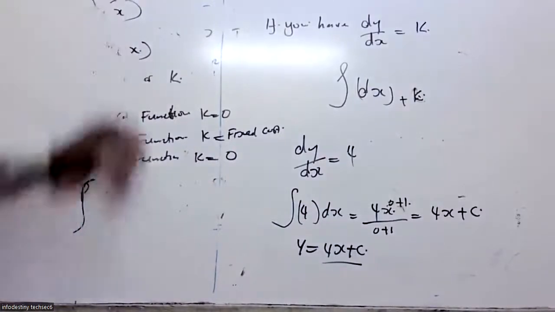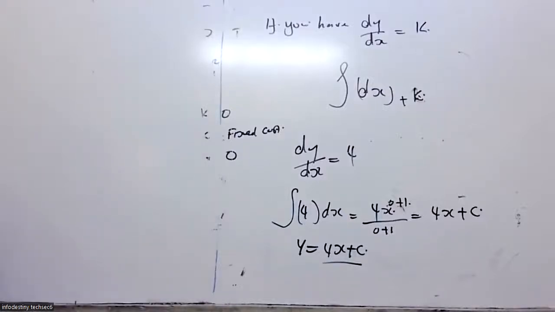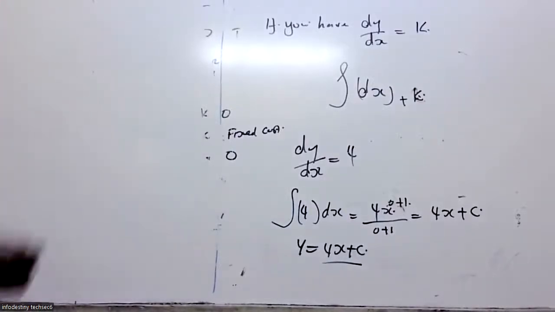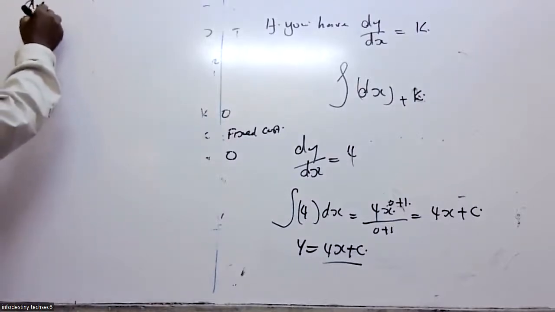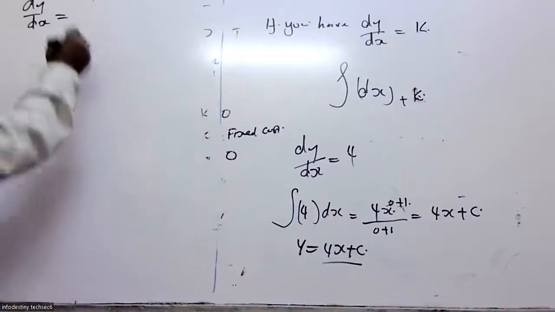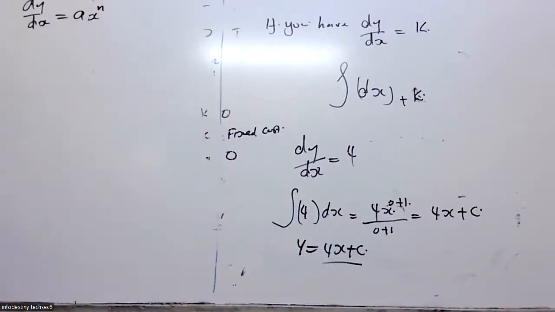Now let's continue. If dy over dx equals a x raised to n, just write like that.